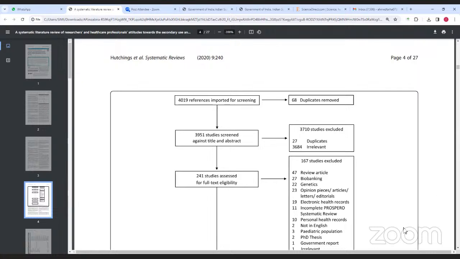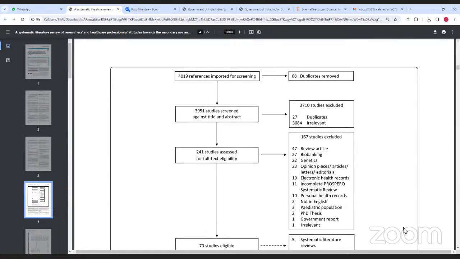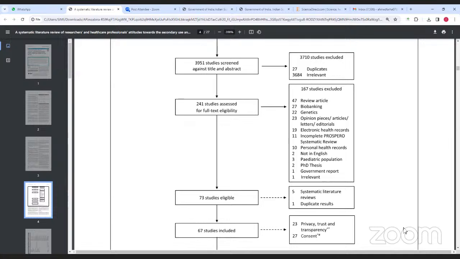So 241 studies you received, wherein you will get the full text. And 167 studies were excluded: 47 review articles, 27 biobanking, 22 genetics. So these are some of the themes.